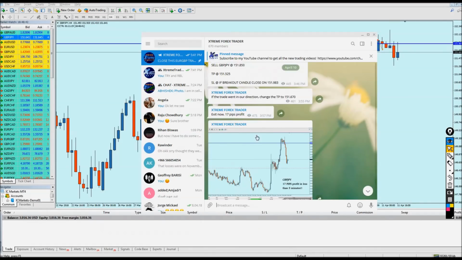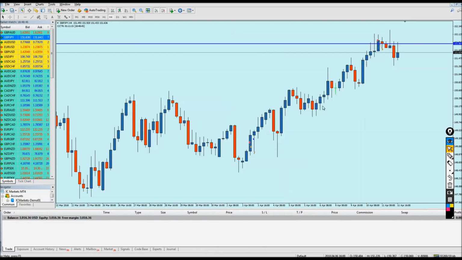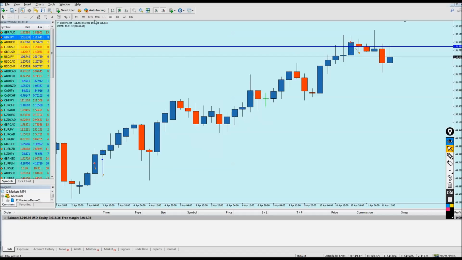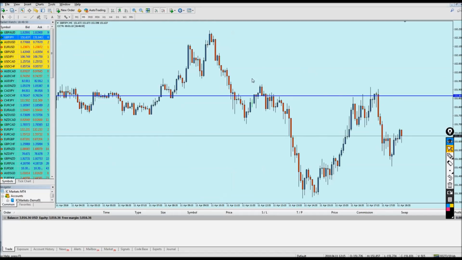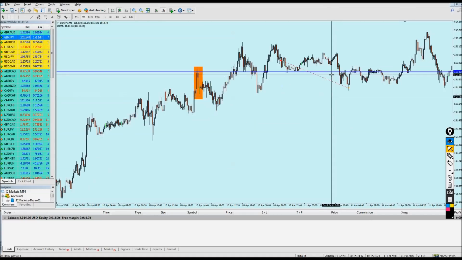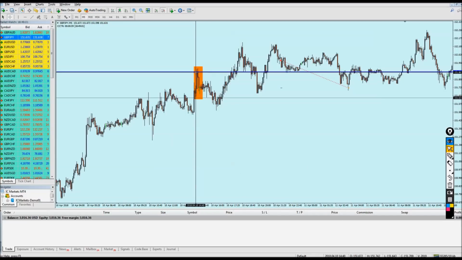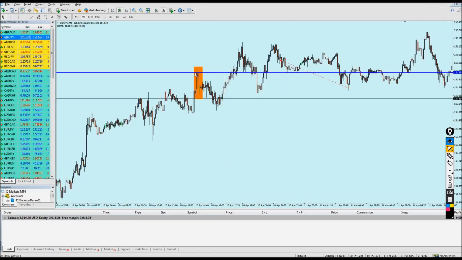The entry point was sell at 151.850. Let's switch to the 5-minute chart, and here it is. Sell at 151.850. It was exactly here at this point.